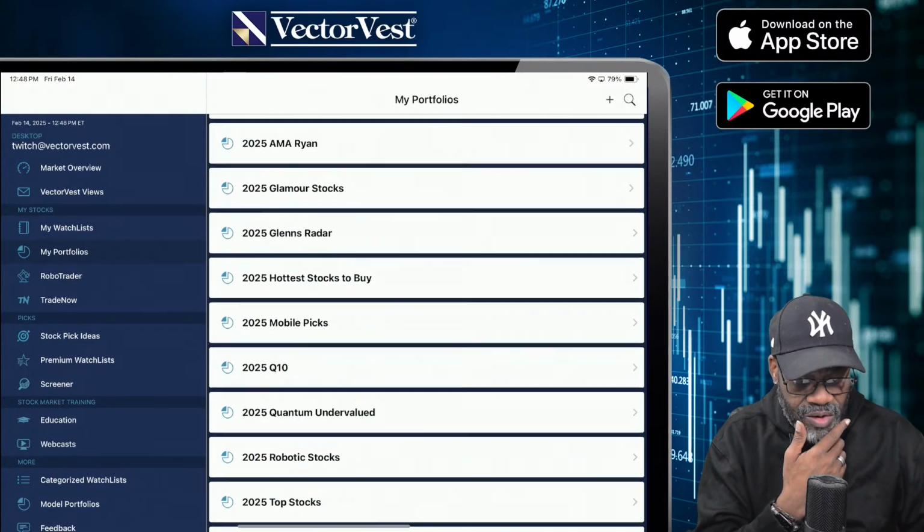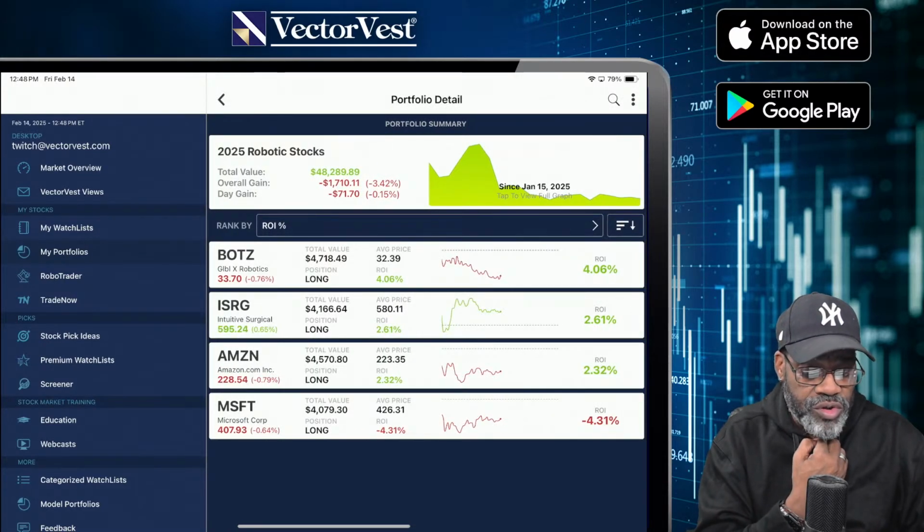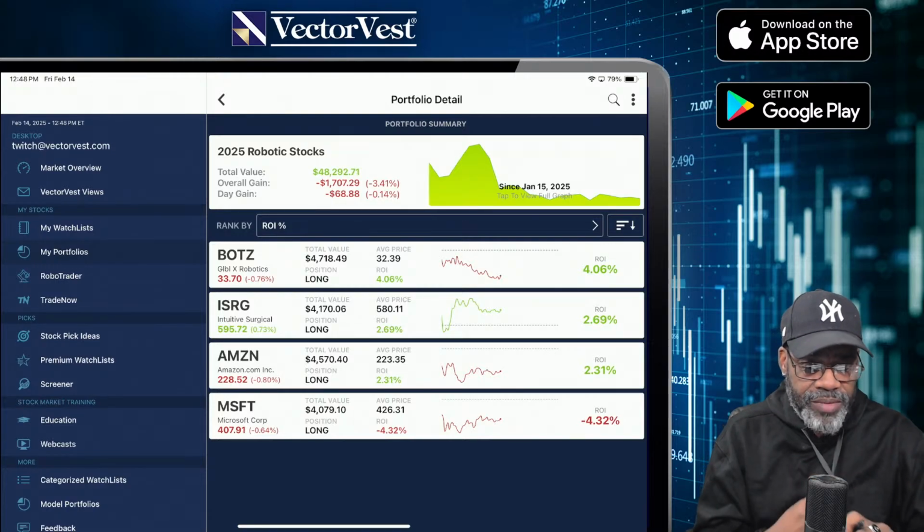What else? Man, quantum undervalue. Robotic stocks are getting beat up, down 3.42%. The only stocks that are moving up are bots, ISRG, and Amazon.